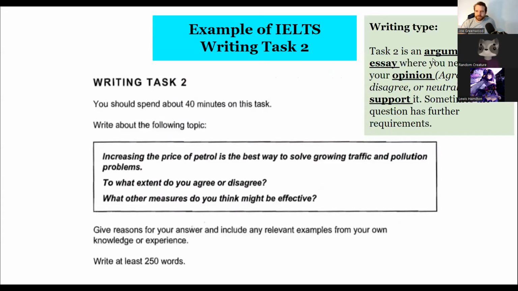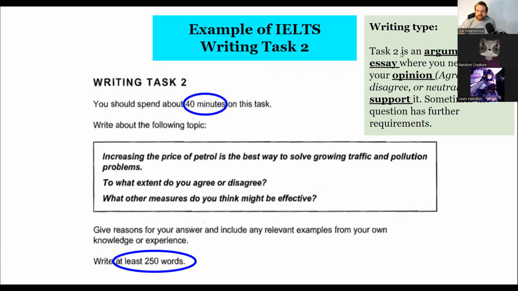This is an example of a past paper of writing task 2. It says you should spend about 40 minutes on the task, and you should write at least 250 words, but you can write much more. If you're good at writing, you can write more within the time limit.